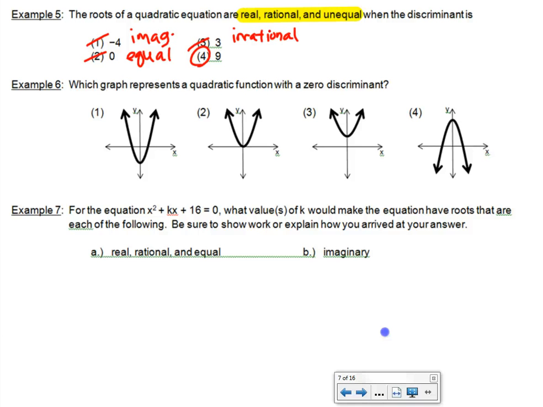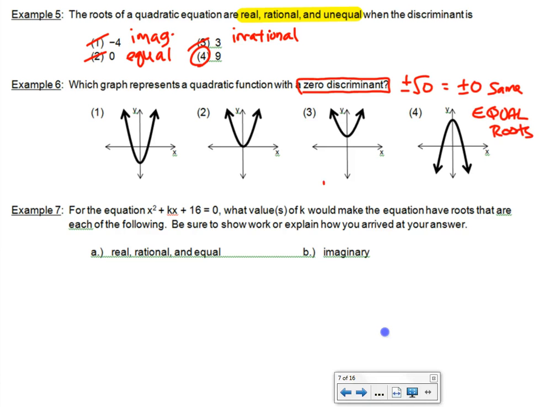Number 6, which graph represents a quadratic function with a 0 discriminant? Well, a 0 discriminant means that you're going to have a plus or minus radical 0, which would be a plus or minus 0, which is the same thing. So this implies equal roots. And equal roots means 2 of the same.